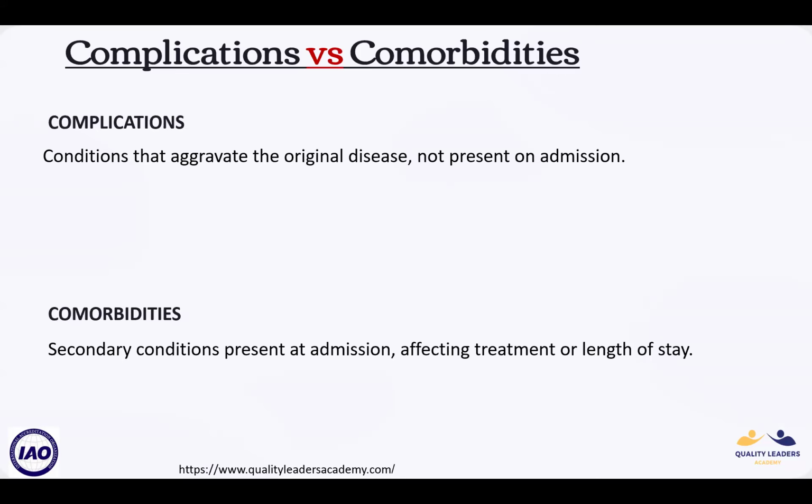Okay. Why does this matter? Why should the difference between a complication and a comorbidity matter? Because many pay for performance programs and public reporting systems penalize hospitals for complications, hence forcing the hospitals to care better and improve their quality, right? But sometimes the authorities do adjust for comorbidities. That's not an issue at all.